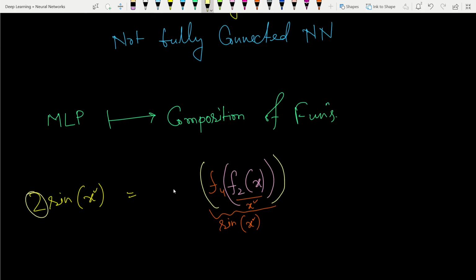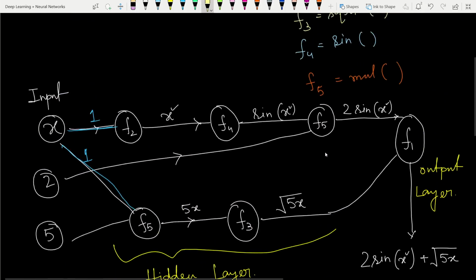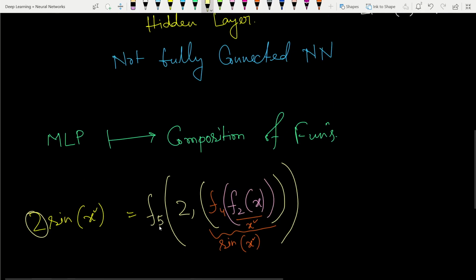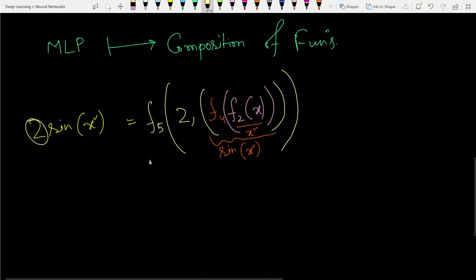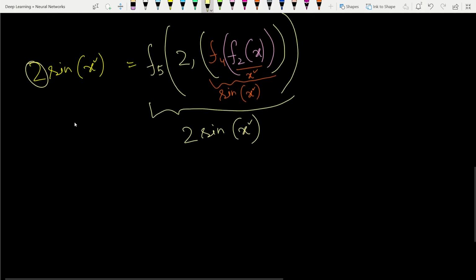For this 2 we require one input, so for the 2 and this sine x square, we apply on top of it another function called the multiplication function, that is f5. So this whole thing we can write as 2 into sine x square. I think you will understand how we represent the whole thing, 2 sine x square, in these compositions of mathematical functions.